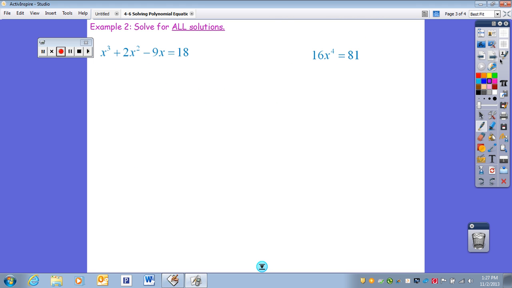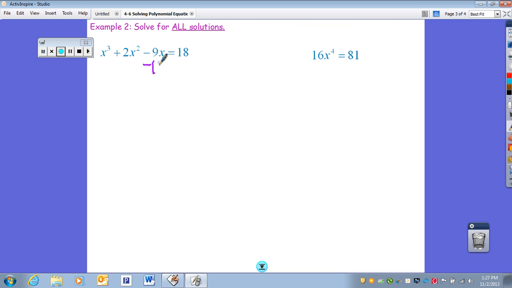Taking a look at solving our next example, first we want to make sure that our polynomial is set equal to 0. So we have x cubed plus 2x squared minus 9x minus 18 is equal to 0. Our polynomial is written in standard form, and it has 4 terms, so we're going to factor by grouping.